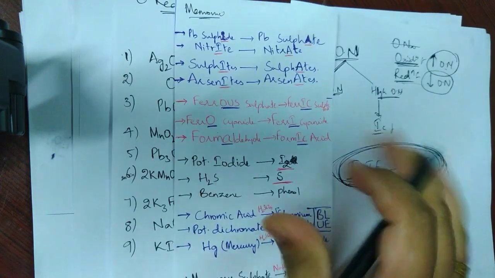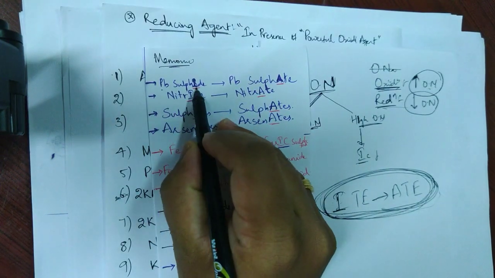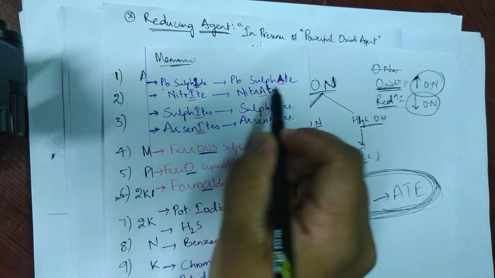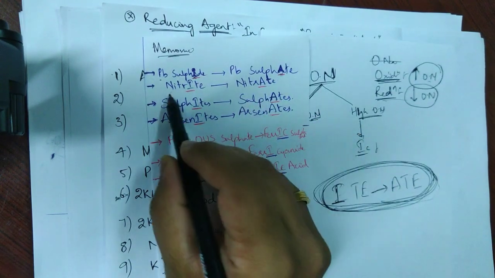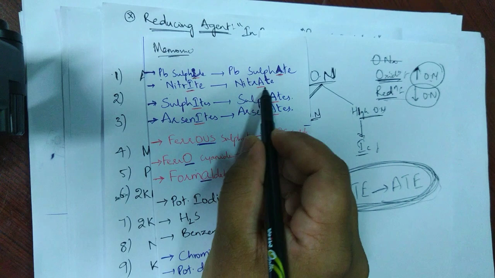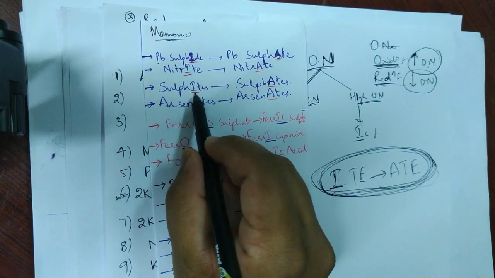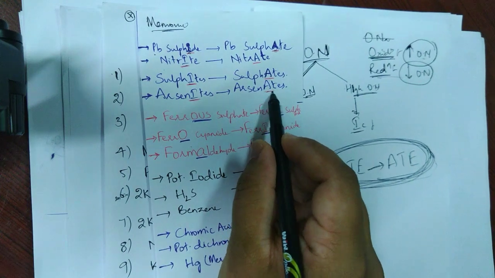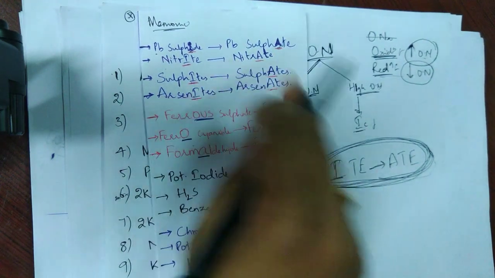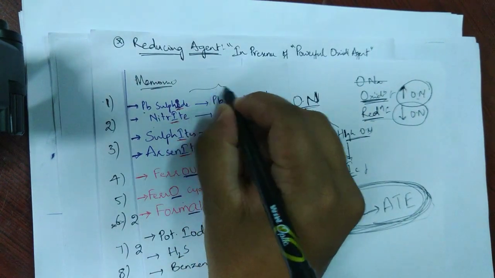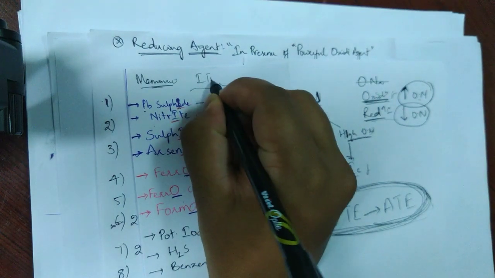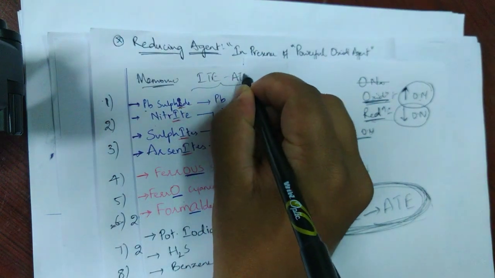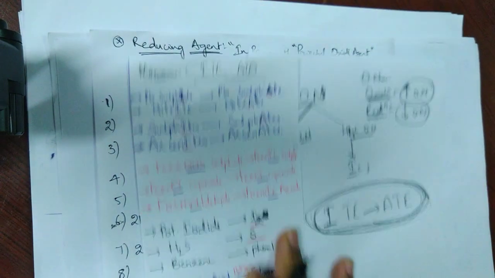So అయితే ఏటి, my friend's response. అయితే converts into ITE into ATE. Here, lead sulfite ITE into lead sulfate, nitrite into nitrate, sulfite into sulfate, arsenite into arsenate. ITAT reaction. I call these reactions ITAT reactions. Okay, funny way.